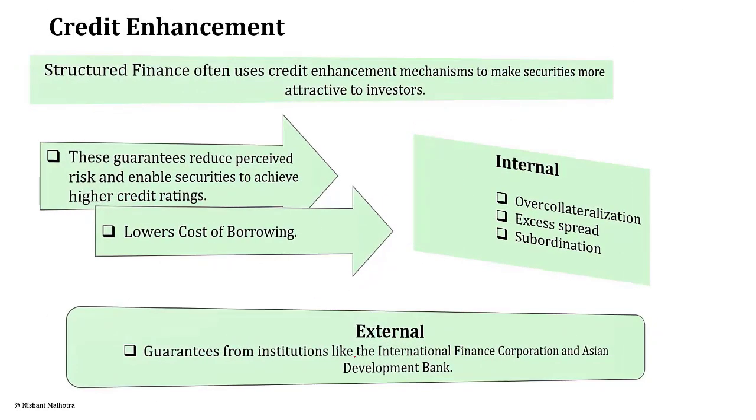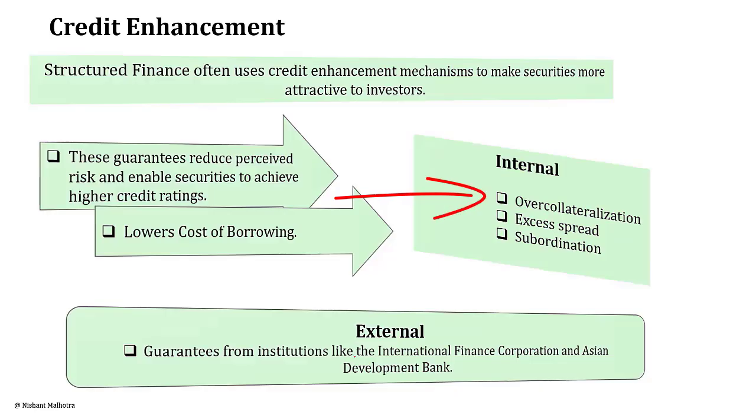In this way they reduce the perceived risk, so they enhance the credit rating, which is directly linked to the cost of capital. The better the credit rating, the lesser the cost of borrowing. So that's how this works out. Among the ways I talked about, you can also have over collateralization, wherein the assets exceed the liabilities. Now, this is one way.